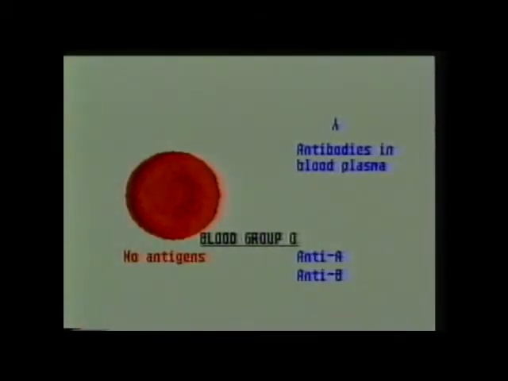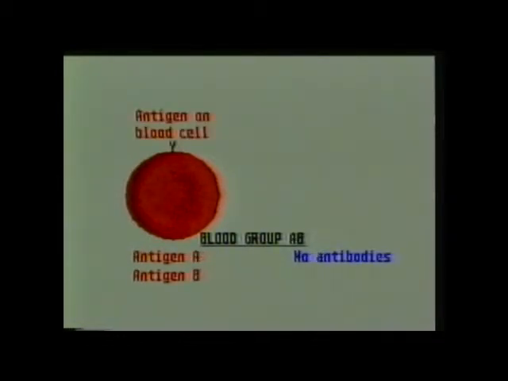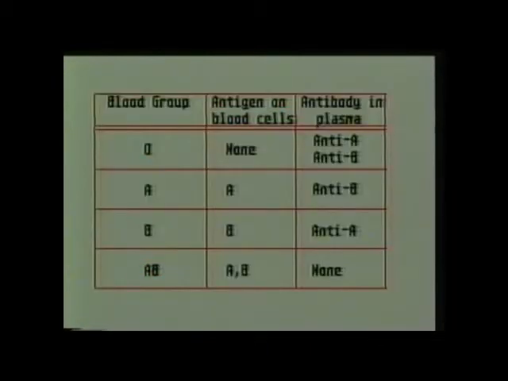As a person in blood group O has neither A nor B antigens on the cells, the plasma can have both antibodies without danger of clumping. A person in blood group AB has both antigens and so has neither anti-A nor anti-B antibodies in the blood. This information can be used to work out which blood groups can donate blood to which other groups.